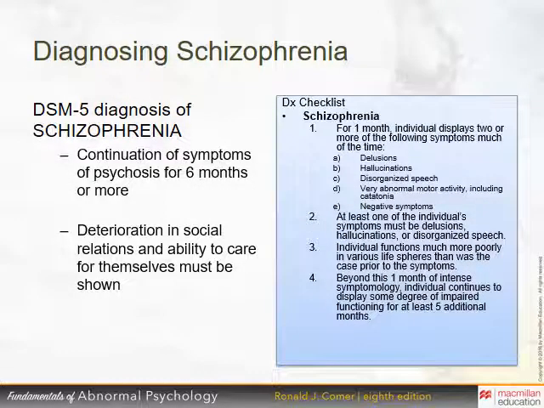Specifically, for 1 month, the individual displays 2 or more of the following symptoms much of the time: delusions, hallucinations, disorganized speech, very abnormal motor activity, including catatonia, and negative symptoms. At least one of the individual's symptoms must be delusions, hallucinations, or disorganized speech. The individual functions much more poorly in various life spheres than was the case prior to these symptoms. And beyond this 1 month of intense symptomology, the individual continues to display some degree of impaired functioning for at least 5 additional months.